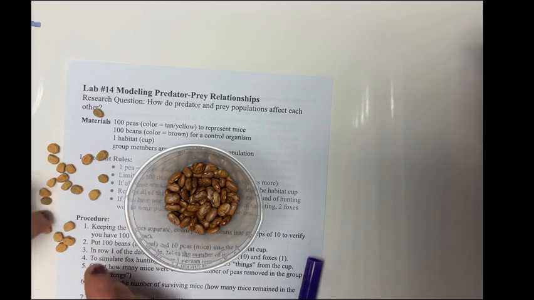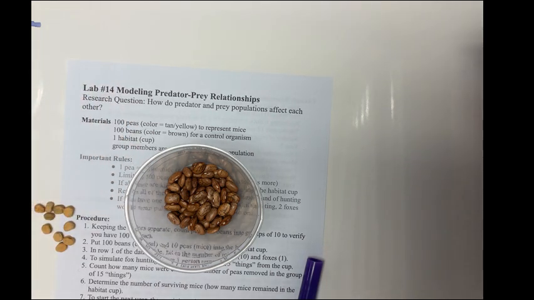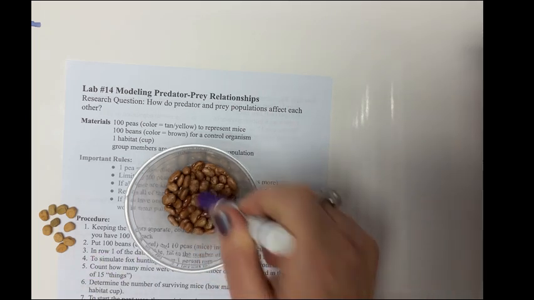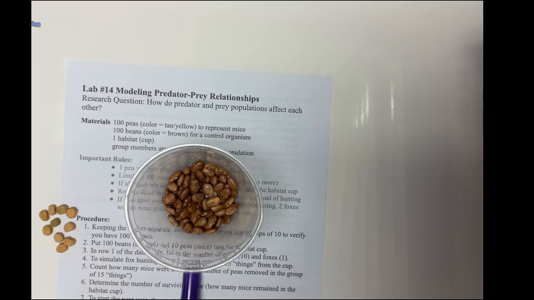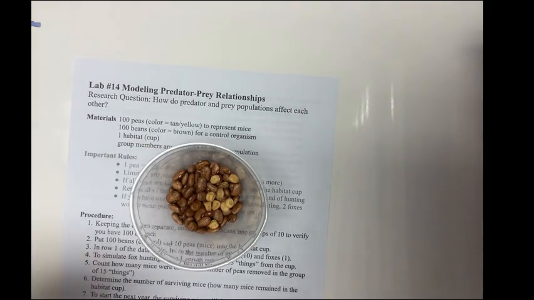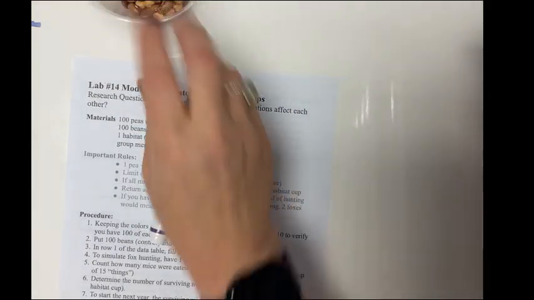1, 2, 3, 4, 5. Okay, so there's my 10 original mice in my population. And I'm just gonna put my extra peas off to the side. I don't really need them right now. All right, and I'm gonna follow number 2. Put 100 beans, which are our control, that's here, and the 10 peas, which are our mice, into our habitat cup, okay? So mix them all up.